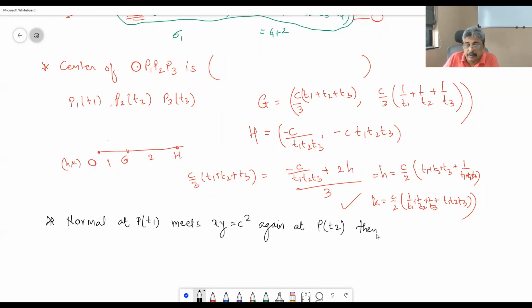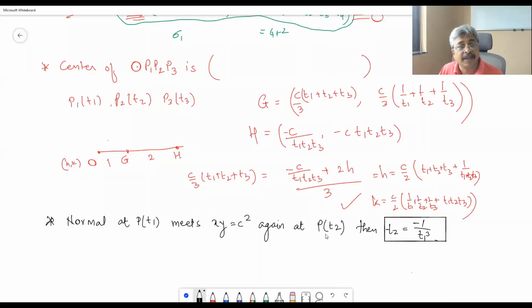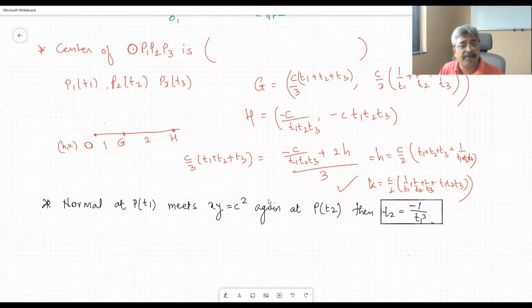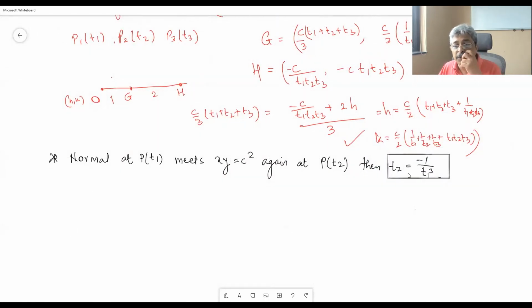Then T2 is equal to... okay. The answer for the previous question is T2 is equal to minus 1 upon T1 cube, and it is going to be simple to arrive at this.